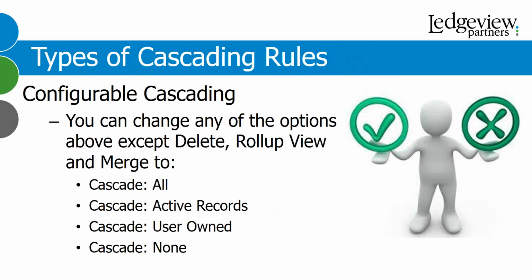Then you have configurable cascading. This simply allows you to make adjustments. So cascade parent, it's locked down. It's locked to what it is. Now configurable cascading, you can then change any of the options for those triggers or actions, except for delete, roll-up view, and merge. They are locked to what they're set as. So then you can change all the other actions to cascade all, cascade active records, cascade user owned, or cascade none. You can do any of those.